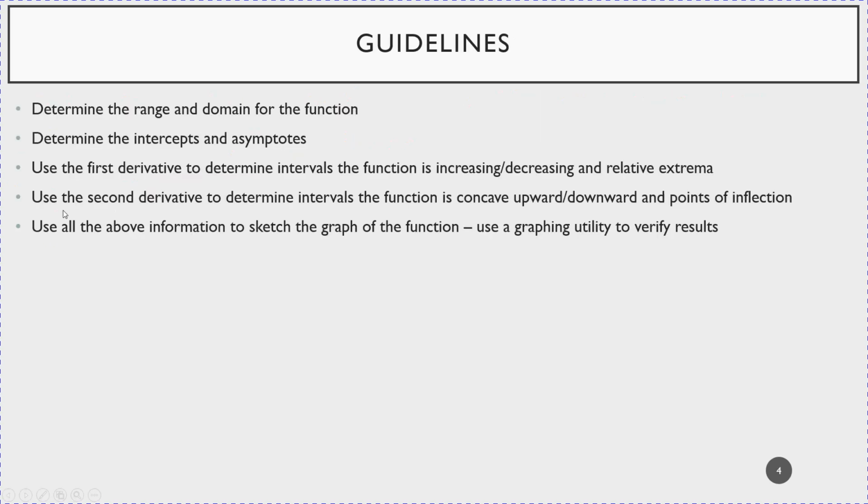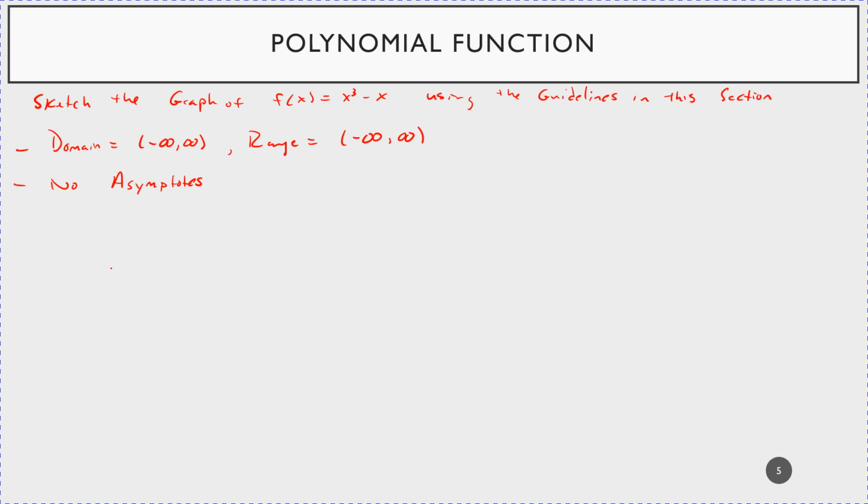All right, let's find the intercepts. The y-intercept occurs at f of 0, where x is equal to 0. If you plug 0 into this function, you get 0, so the y-intercept is the origin. Now the x-intercepts. These occur where f of x is equal to 0, so we're going to have to solve this. I'm going to factor out an x.